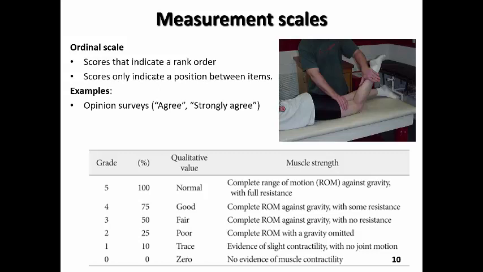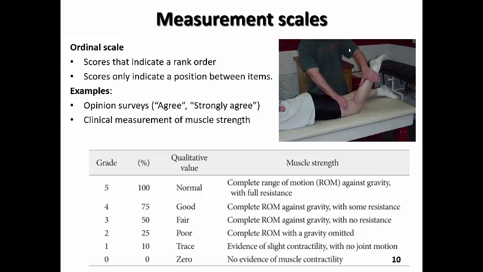Some examples of an ordinal scale might be opinion surveys, where opinion surveys on a product or a service would have a number of possible categories that one may rank order as strongly agree, neutral, disagree, or strongly disagree. In the example here, we have a clinical measure of muscle strength indicated in this photograph. Here we see a physiotherapist assessing the knee flexor strength of a particular athlete using a manual resistive technique.